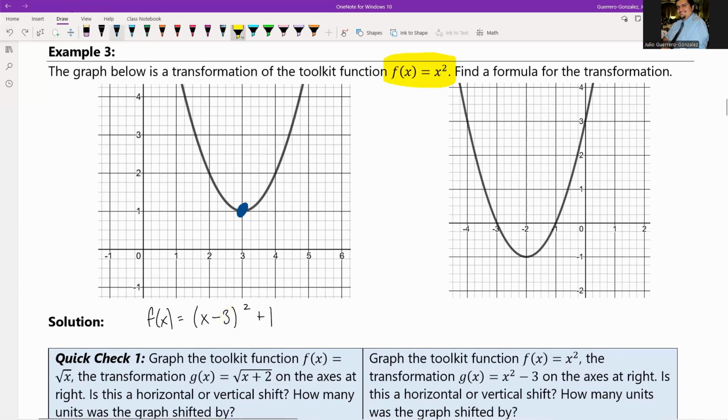This one, same idea. I'm looking at this point right here. That's sort of like the vertex. The point moved toward the negatives by 2, down 1. So this is going to be x plus 2 squared minus 1. And we are done. That is how you do transformations, at least the basic one for now.